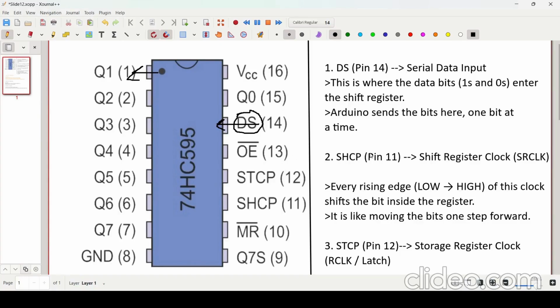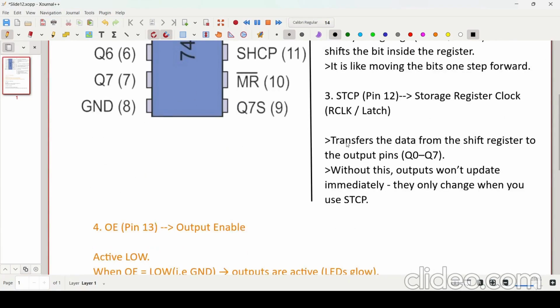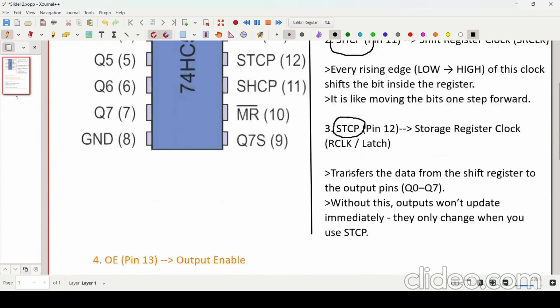So this SHCP pin is related with the entry of the bits from this data pin. Now the STCP pin, which is also called storage register clock. Sometimes you will see RCLK and sometimes you will see STCP, both are the same. This pin transfers the data from the shift register to the output pins, right? So STCP is related with the output of the bits, and SHCP is related with the entrance of the bits.